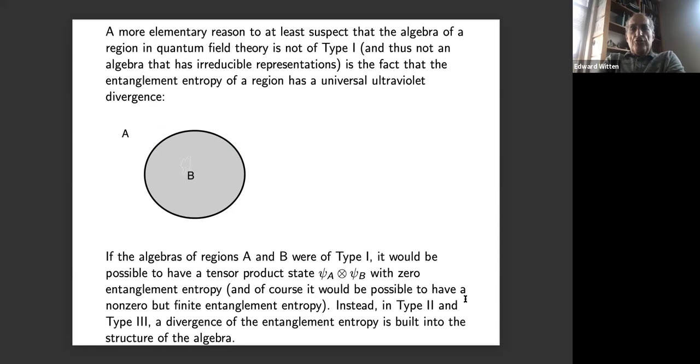A more elementary reason to at least suspect that the algebra of a region in quantum field theory is not of type I, and thus does not have irreducible representations, is the universal entanglement entropy of a region. As I said before, I think in one of the lectures, if the algebras of regions A and B were of type I, then you could have a tensor product state psi_A tensor psi_B with 0 entanglement entropy. And of course, you could also have a non-zero but finite entanglement entropy. Instead, in type II and III, a divergence of the entanglement entropy is built into the structure of the algebra, which is what we have in quantum field theory.